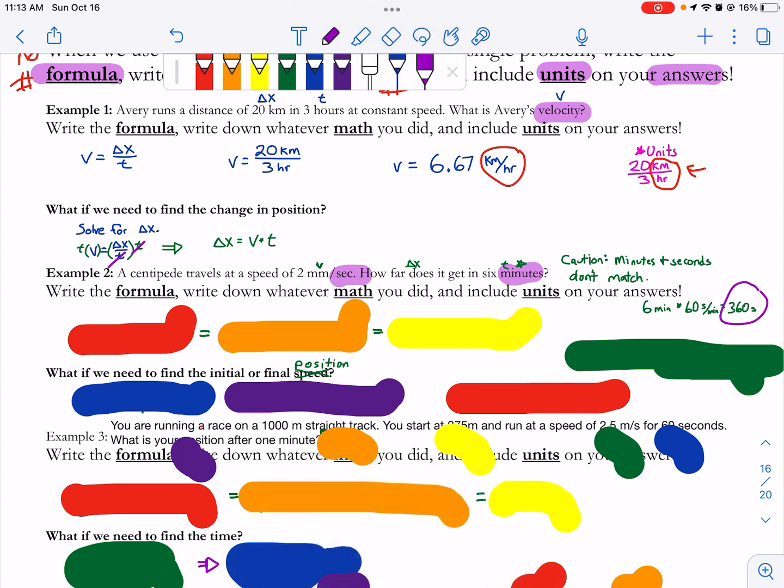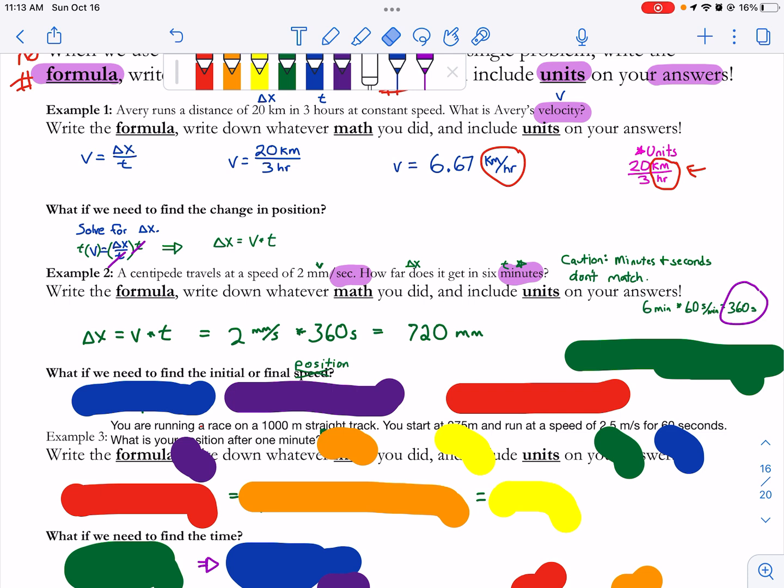So going back to what I was doing here, I've got to write the formula without any numbers in it. There it is, delta x equals v times t. And now I'm going to write down the math that I'm going to do. Before I do the math, I got to write down the numbers that I'm going to plug into my calculator. So I'm going to be multiplying velocity times time, but I'm going to use that 360 seconds. So 2 millimeters per second times 360 seconds, and so I get 720.